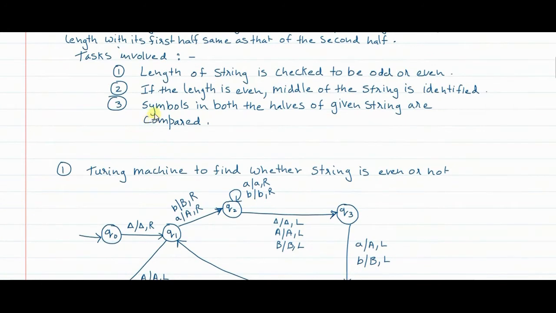Now what will the third Turing machine do? It works on the symbols in both halves. When I say both halves, your input pointer will be pointing at the middle of the string, right? Towards the left there will be one half, towards the right there will be the other half. The third Turing machine compares the symbols in both halves of the given string, and if they are found to be the same, it ultimately tells you whether the given string is accepted or rejected.